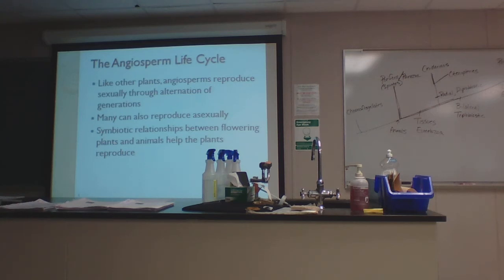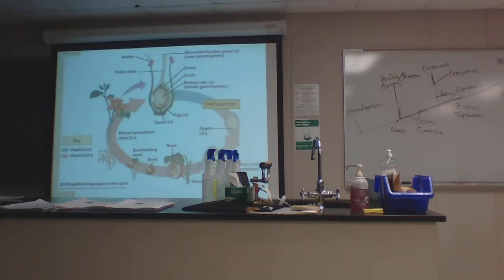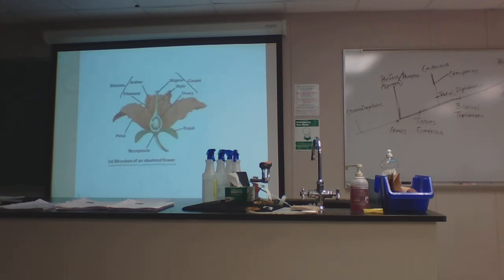So, a lot of angiosperms have relationships with animals. That's kind of the special thing about them. Most other plants just use the wind or something. So, three F's: flowers, double fertilization, and fruits. And then, review the flower life cycle, and the flower organs again.